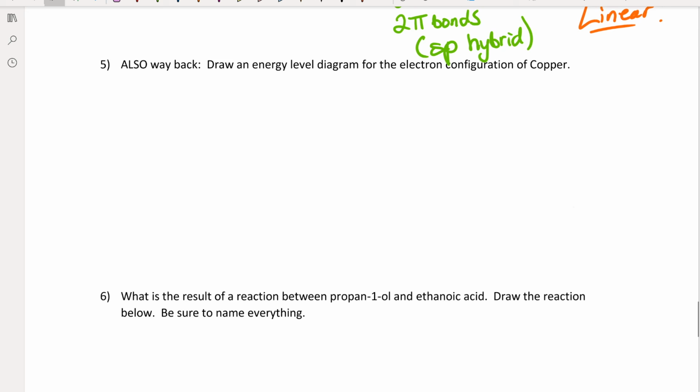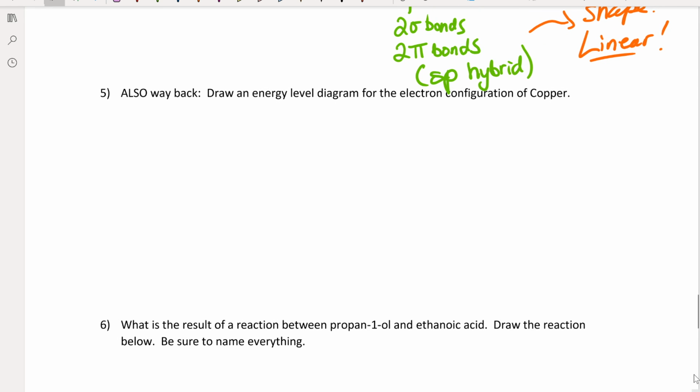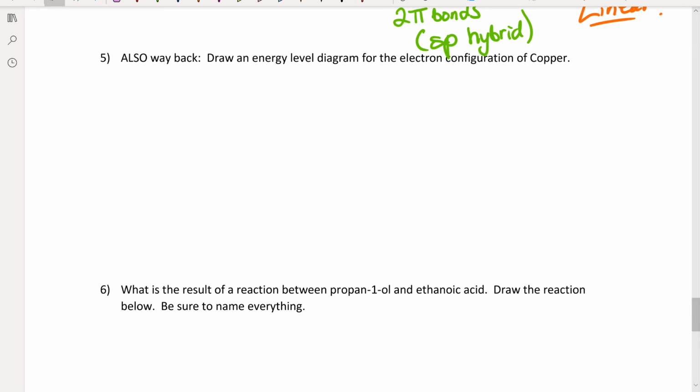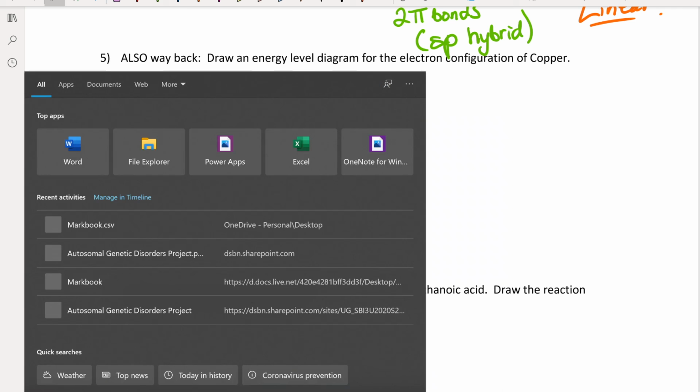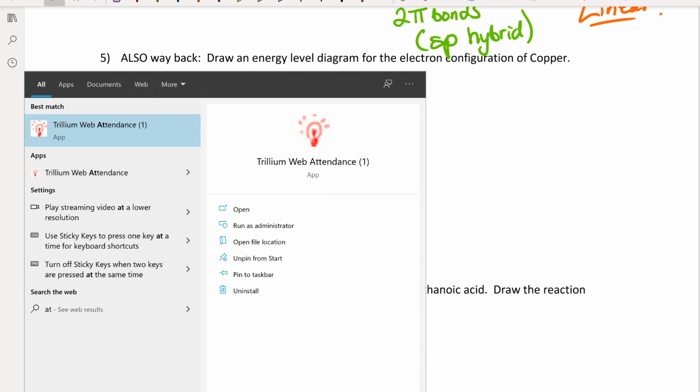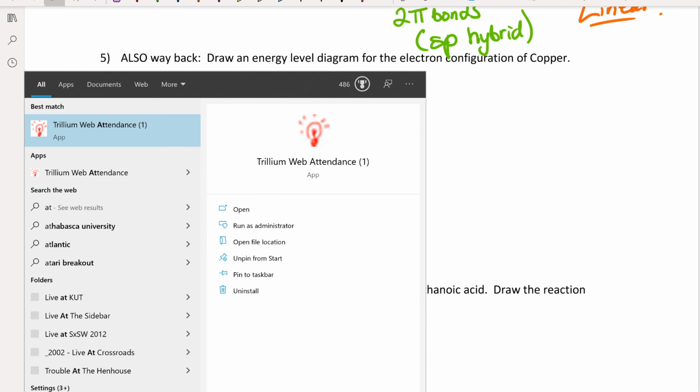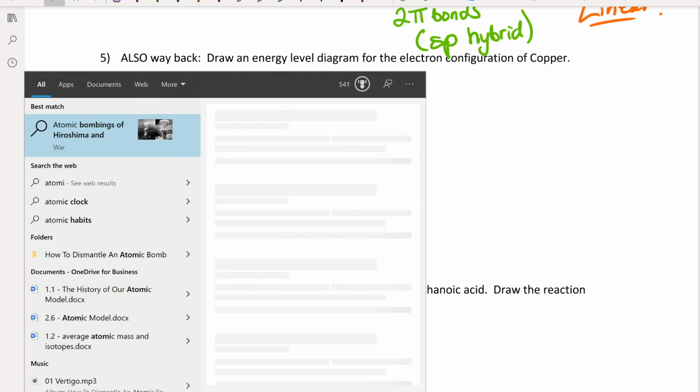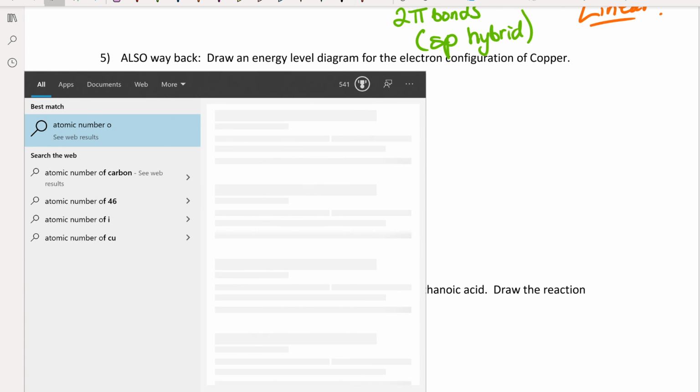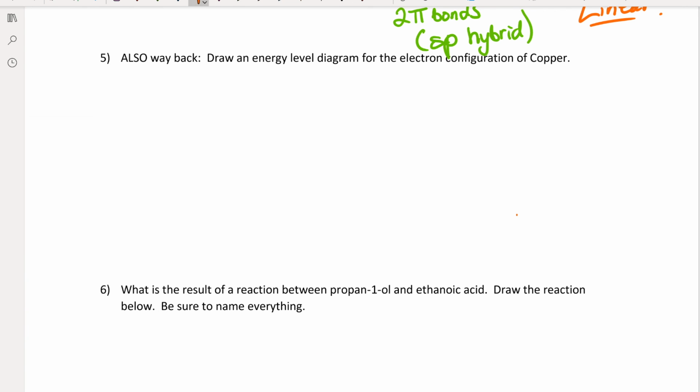Energy level electron configuration of copper. I don't have a periodic table in front of me, so you're going to have to look that up. I don't know copper's atomic number off the top of my head. I guess I could figure it out really quickly. Atomic number of copper: 29. So copper has 29 electrons.